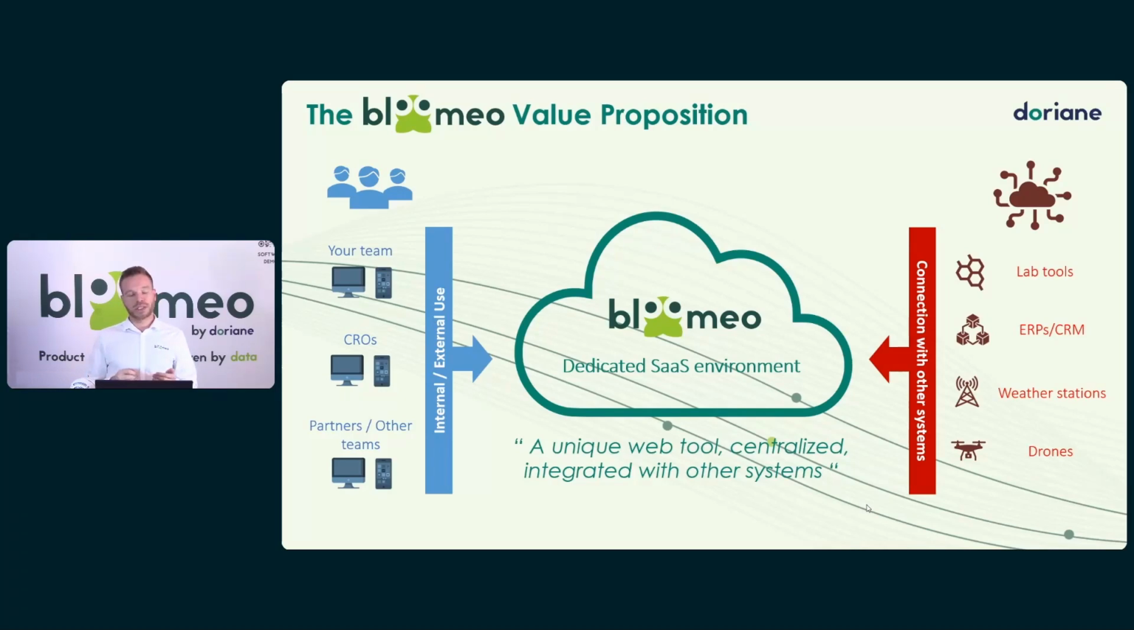I gave you some examples here. Laboratory tools can be easily connected through an API connection to the Bloomeo centralized system. You also have the possibility to connect ERP, CRM, weather stations, and even drones, for example. And you have to keep in mind that Bloomeo is not only software, but data management software linked to a structured database. That's quite important because in terms of data traceability and historical data that you would like to valorize, you will be able to do it easily, for example for meta-analytics.